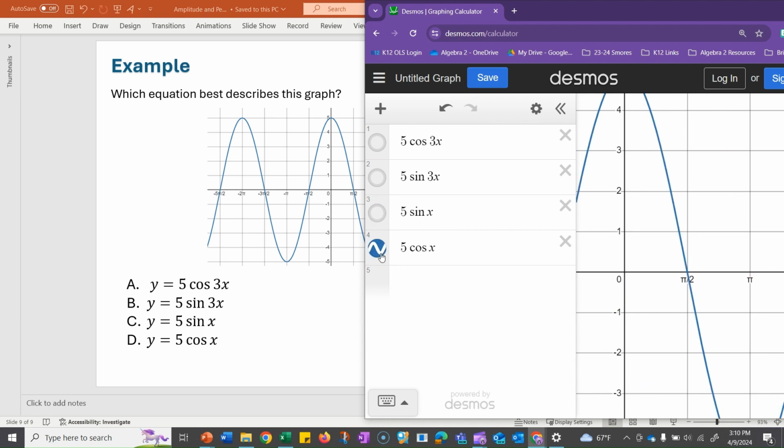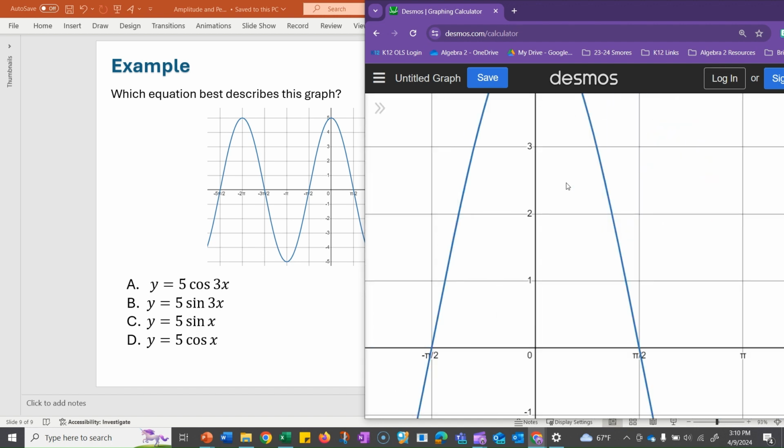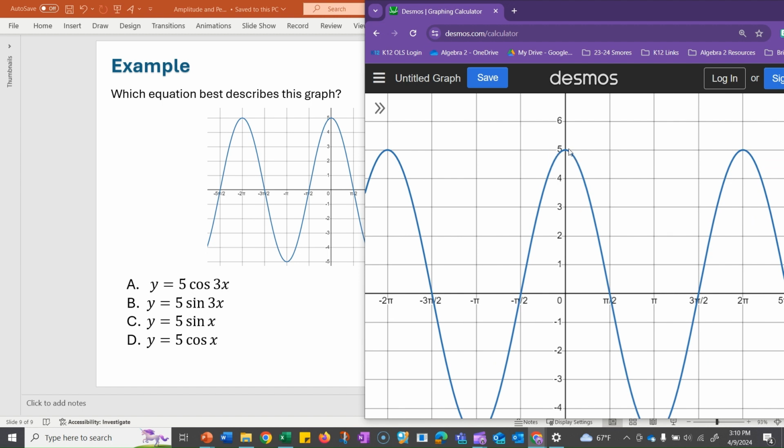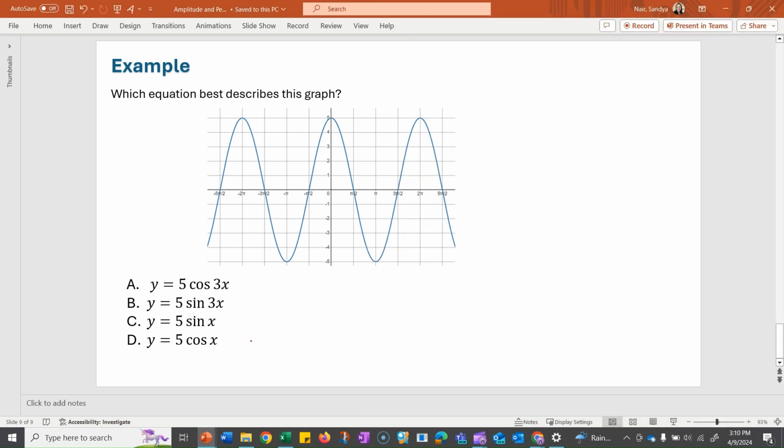Okay, now let's try the last choice, 5 cosine of x. This one's looking pretty good, right? So 5 cosine of x, we can see that it does have that y-intercept at 0, 5, just like in the graph we see in that question. It does have the x-intercept at negative pi over 2, 0. It has the intercept over here at pi over 2, 0. And you can see all the other points really match up very nicely with the graph that's shown in the question. So that's how we can say it's answer choice D.